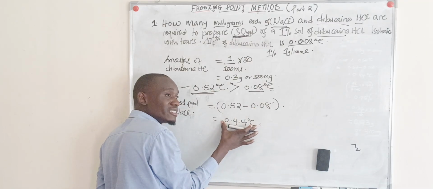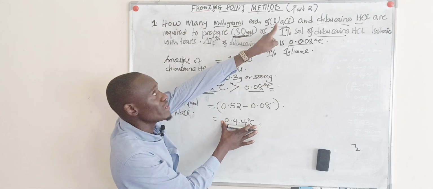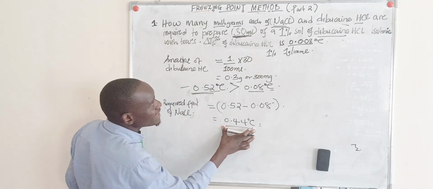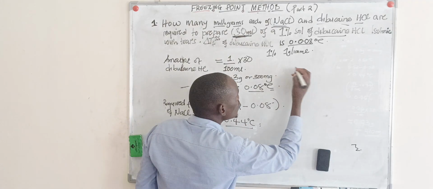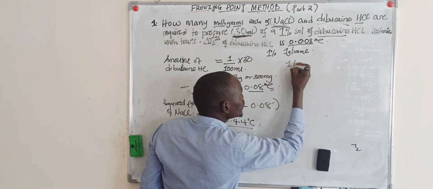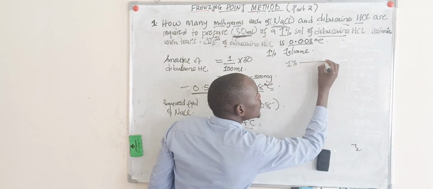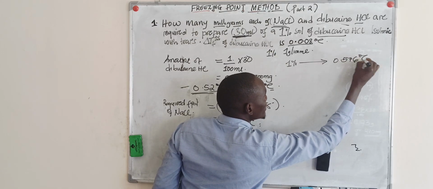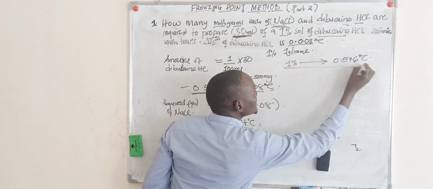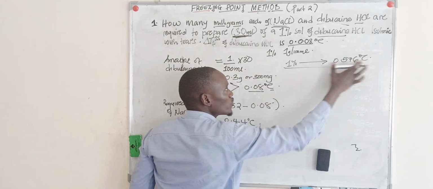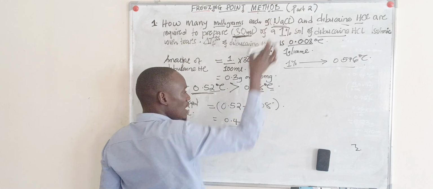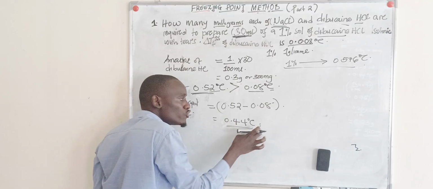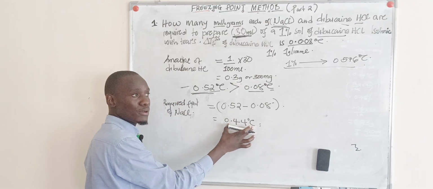Meaning this is the remainder that should be provided with the isotonicity modifier, which in this case is sodium chloride. So after getting this, remember from our previous knowledge, we know that a 1% solution of sodium chloride produces a freezing point depression of 0.576 degrees C. So after realizing that this is the freezing point depression for a 1% solution of sodium chloride, we need to know what percentage of sodium chloride produces this freezing point depression, in other words.